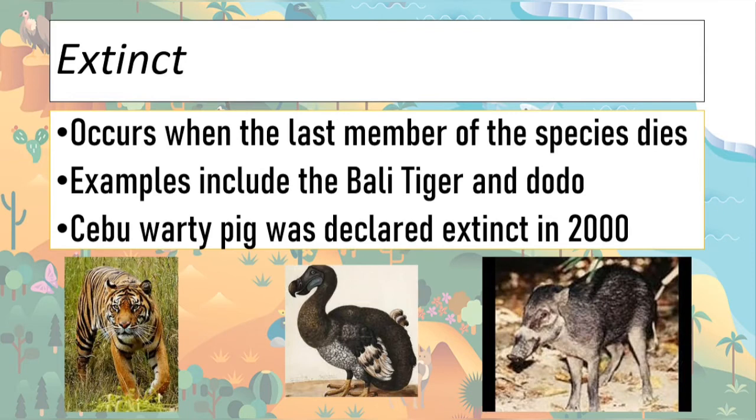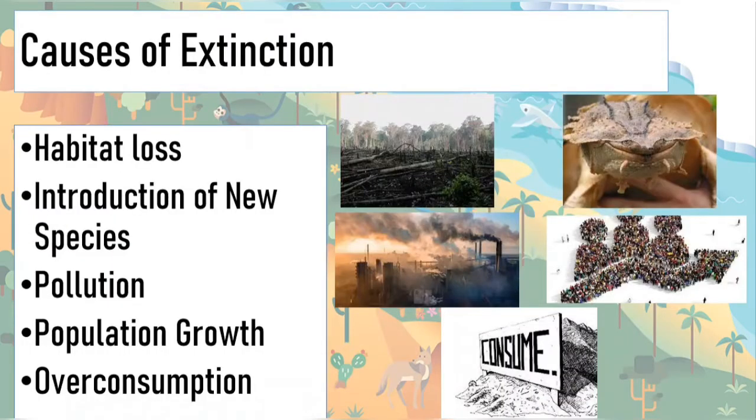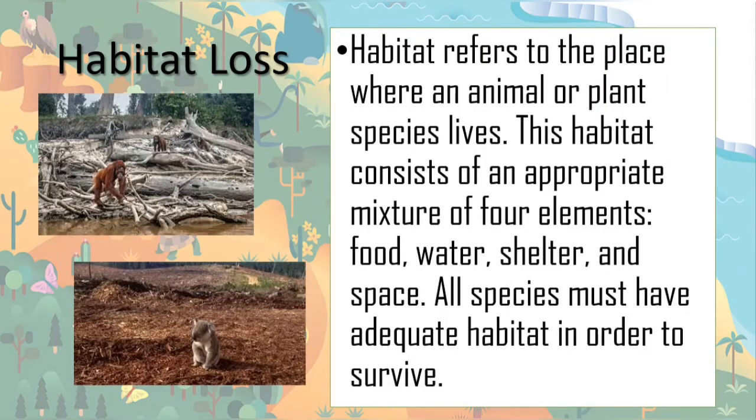What are the causes of extinction? Habitat loss, introduction of new species, pollution, population growth, overconsumption. Habitat refers to the place where an animal or plant species lives. This habitat consists of an appropriate mixture of four elements: food, water, shelter, and space. All species must have adequate habitat in order to survive.